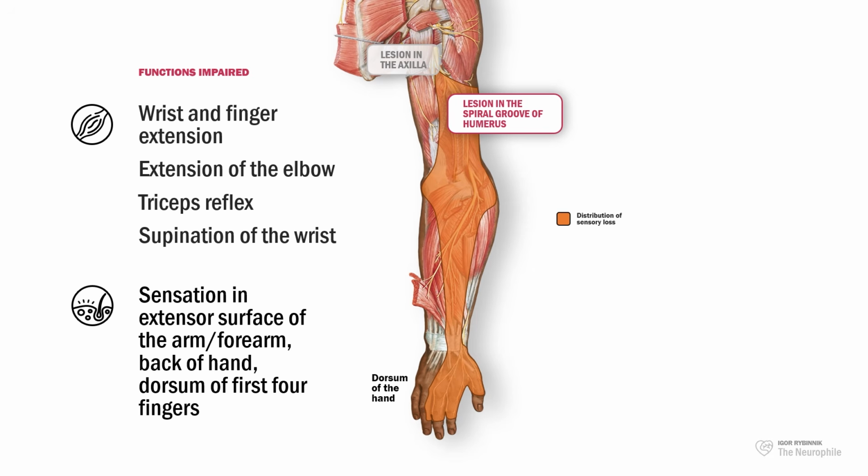Just like with the axillary lesions, wrist and finger extension and supination will be weak, but the triceps muscles and the triceps reflex may be spared, since the branches to this muscle are proximal to the humeral groove. There may be sensory loss in the lateral arm, posterior forearm, and back of the radial aspect of the hand and digits.